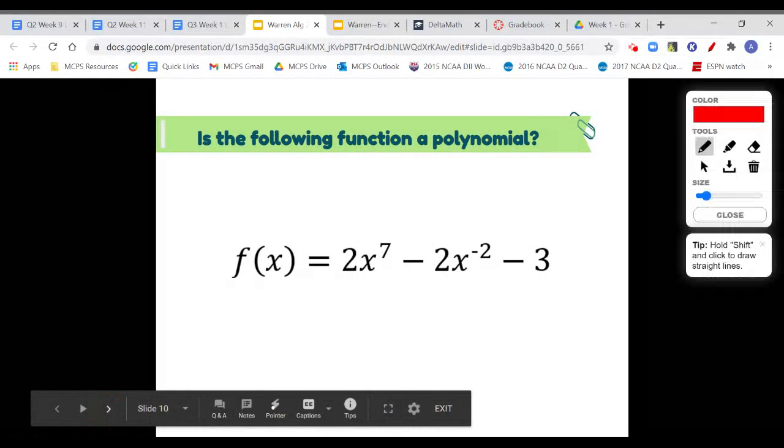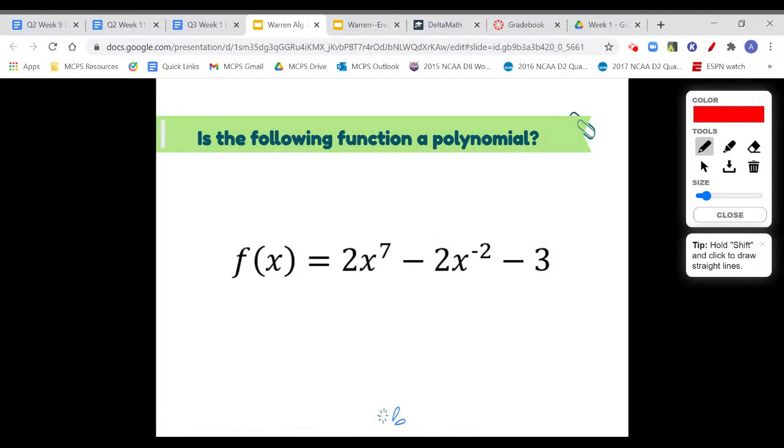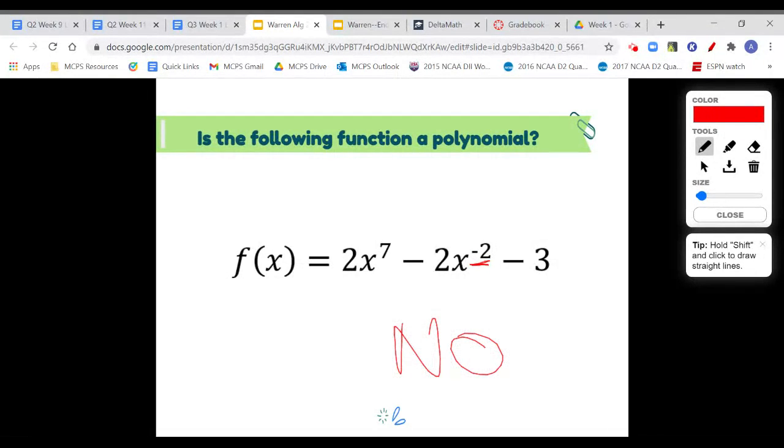Looking at this example here, I'm working through, I'm like 2x to the 7th, that checks out. Negative 2x to the negative 2. Oh, so there's my red flag, right? I have this negative exponent. So as soon as there is even one negative exponent, your answer is no, this is not a polynomial.